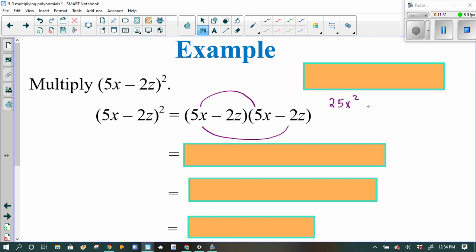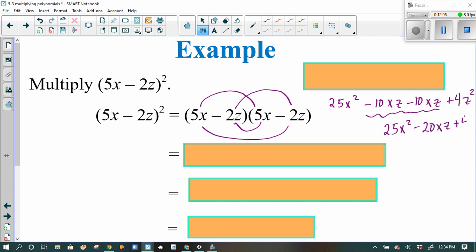5x times 2z is negative 10xz. Inside, negative 10xz, because negative 2 times 5 is negative 10, and x times z is just xz. And then your last terms, negative 2 times negative 2 is positive 4z squared, because z times z is z squared. These two are like terms, xz, xz. So I'm left with 25x squared minus 20xz plus 4z squared.